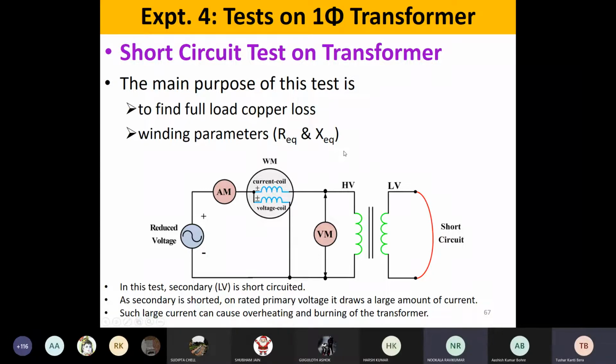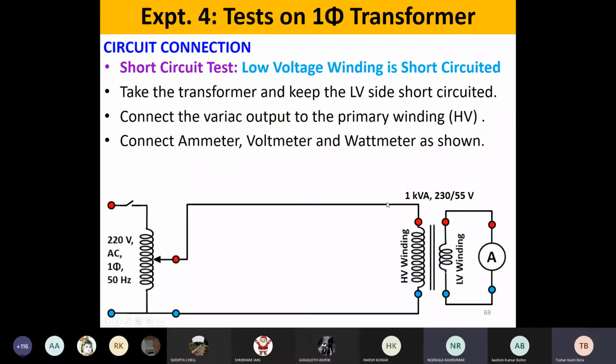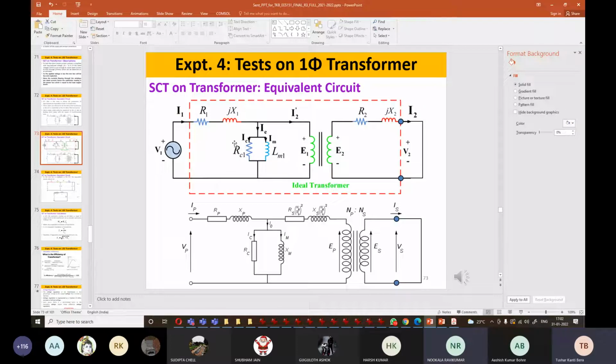At the preliminary stage of understanding electrical technology, it is very difficult to understand the equivalent circuit of the transformer, and also the equivalent circuit parameters R equivalent and X equivalent. R stands for resistance and X stands for reactance. But I will try my level best to make it clear. Whenever we have a transformer, we can get an equivalent circuit, and that equivalent circuit gives some resistance and reactance at the primary winding side, and also resistance and reactance on the secondary winding side.